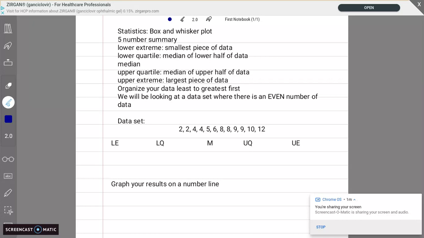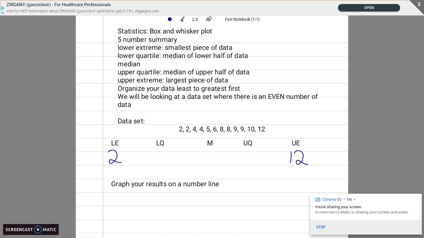You always want to make sure that your data is organized least to greatest. In this case, it is, so it saves us some time. So to find my lower extreme, I look at my data set. The smallest number is 2, so my lower extreme is just 2. My upper extreme is going to be 12 because that is the largest number in our data set.